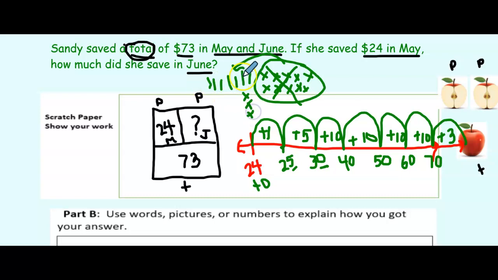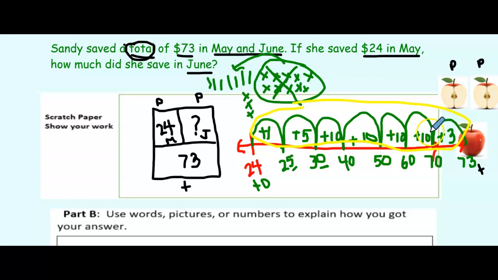So 73 is our final number. Great job, boys and girls. But we're not finished yet. Remember, we must count the skip jumps at the top of the number line to figure out what the missing number is. Remember, we always start counting using the larger numbers first.